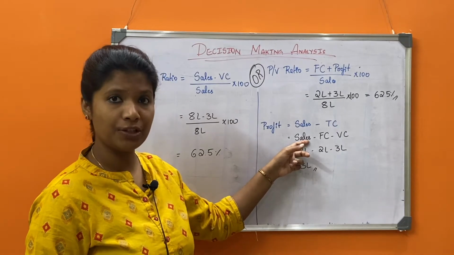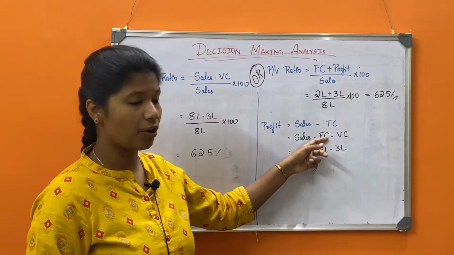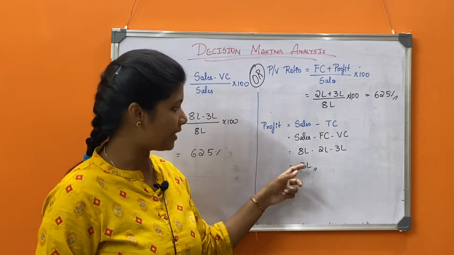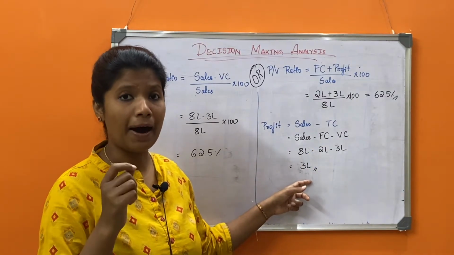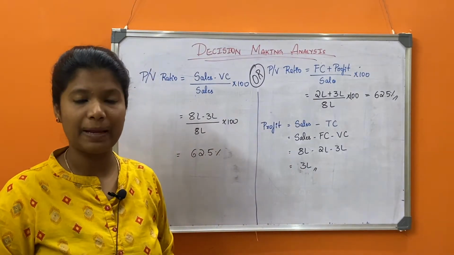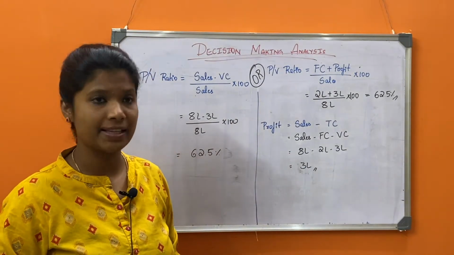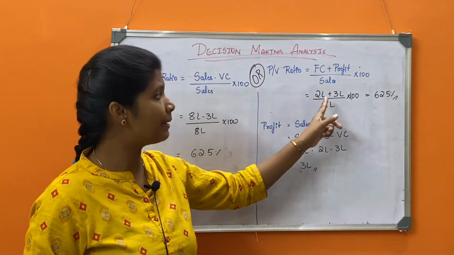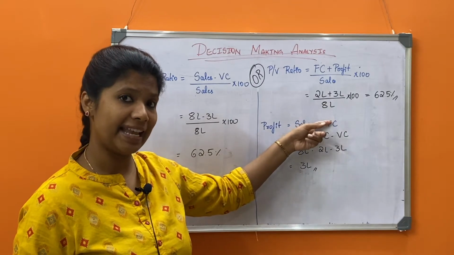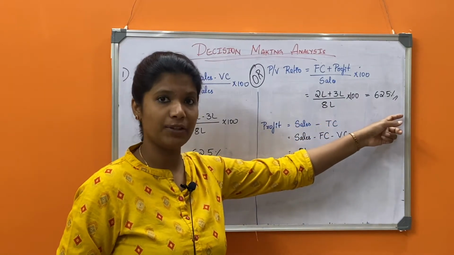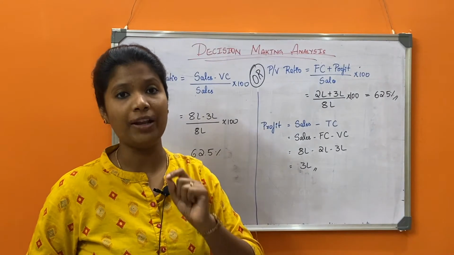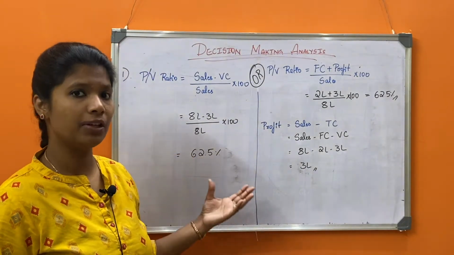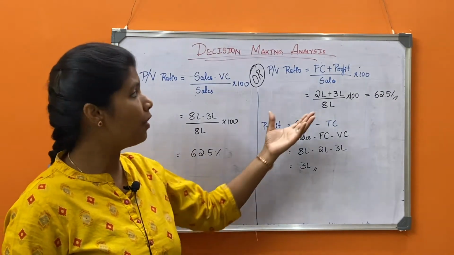Sales is given in the question, 8 lakh. Fixed cost is given, 2 lakh. Variable cost is given, 3 lakh. Once I simplify this, I get the answer. How much has the company made in profits? 3 lakh rupees. Now take this value and use it over here. 2 lakh plus 3 lakh divided by sales 8 lakh into 100 will still give you the same answer, 62.5%.